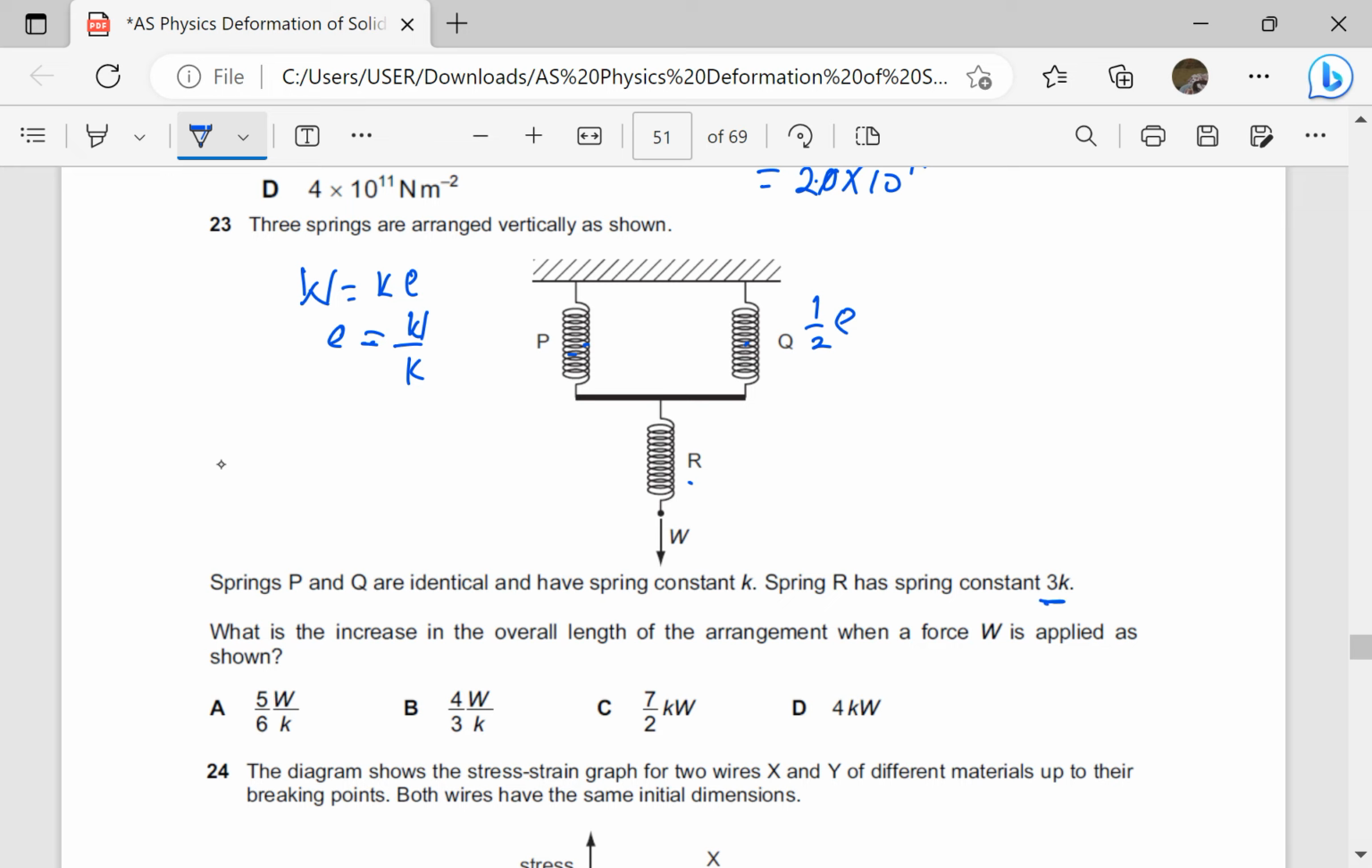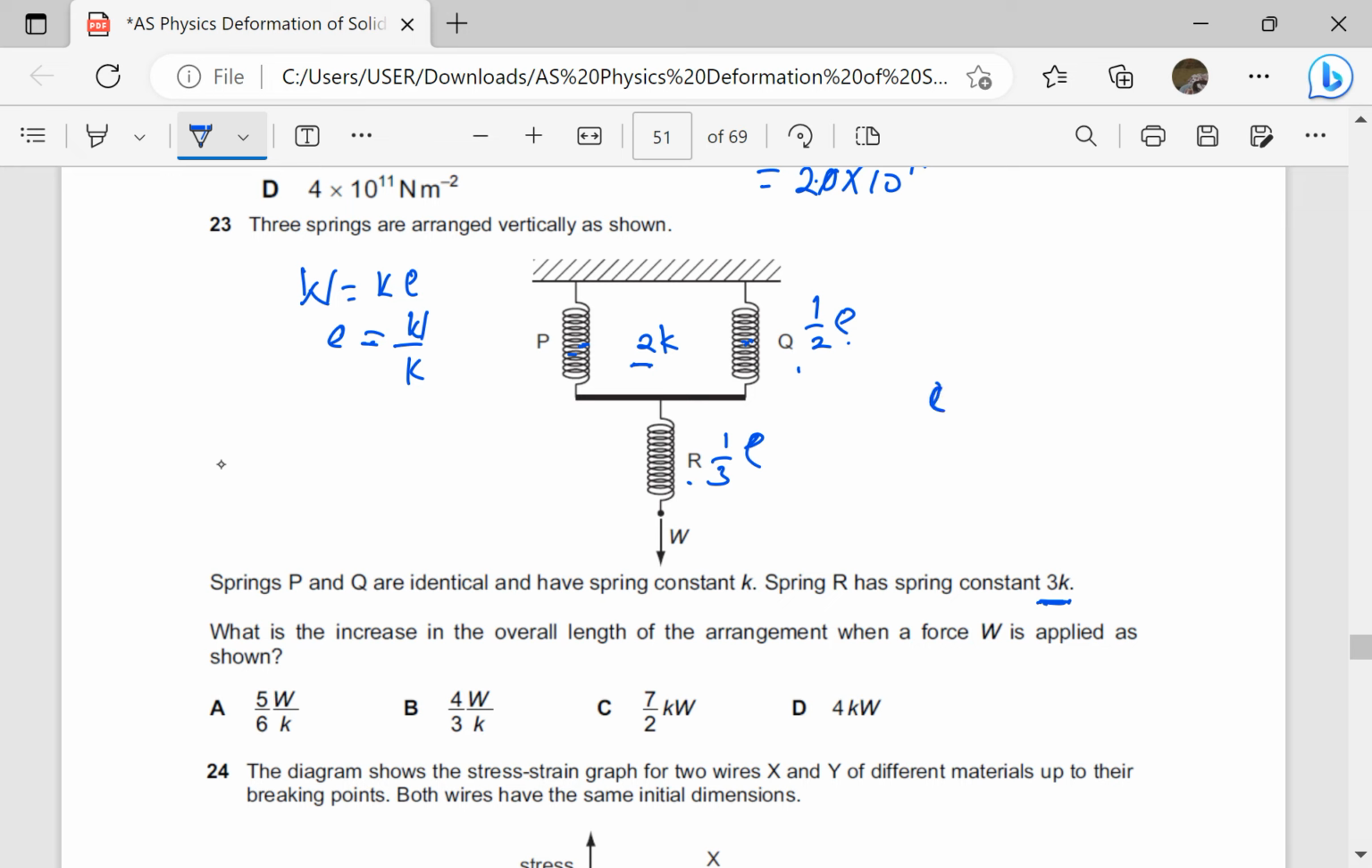This one, the spring constant is 3K. That means it extends by 1/3E. Remember we said if I know the coefficient of total spring constant, then I get the reciprocal of that coefficient to get total extension for that particular spring. So this spring, which has spring constant 3K, will therefore stretch by 1/3 E. These two springs here have total constant 2K. That's why they are stretching by 1/2 E. We get the reciprocal of the coefficient of this total constant.